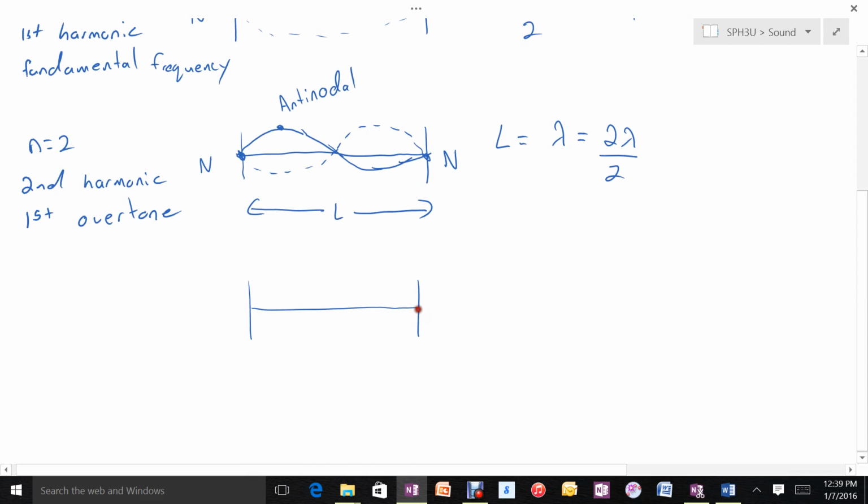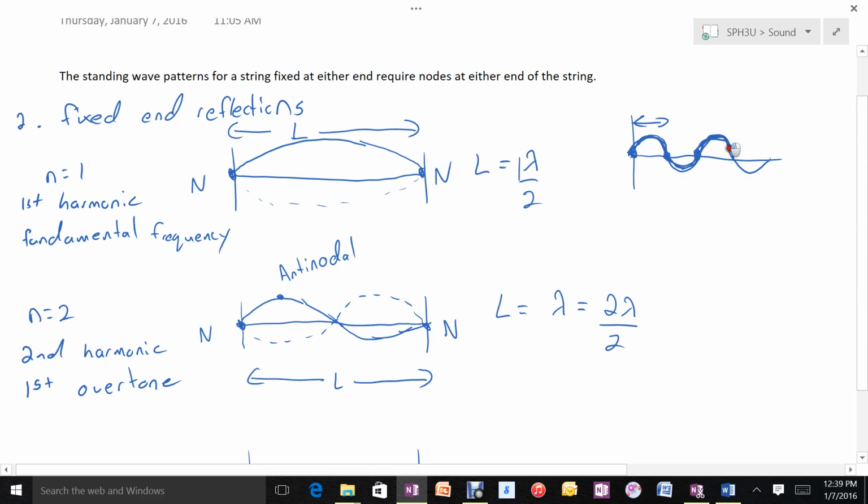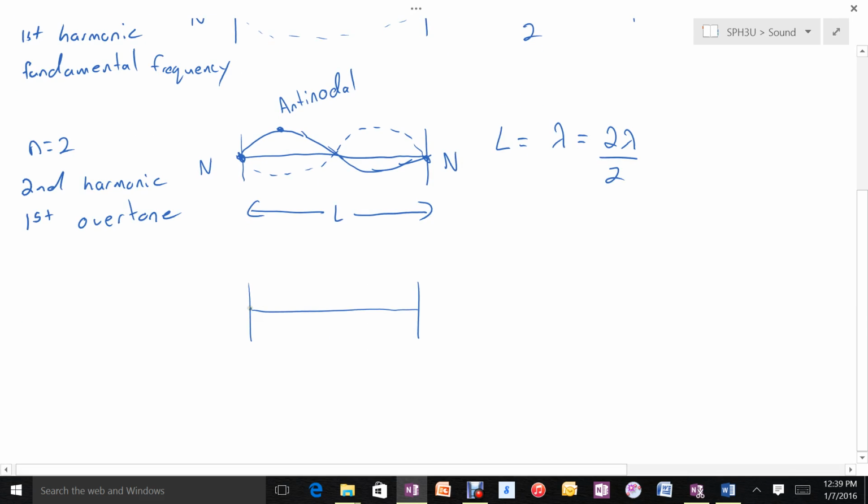So here's our string fixed on either end. And this time, we're not going to stop at the first node. We're not going to stop at the second node. We're going to go all the way to the third node. And so we're going to use this shape right here. Okay, we end up with a node, 2 more nodes, and this time 1, 2, 3 antinodes. Anyways, this is the n equals 3, the third harmonic, and the second overtone.